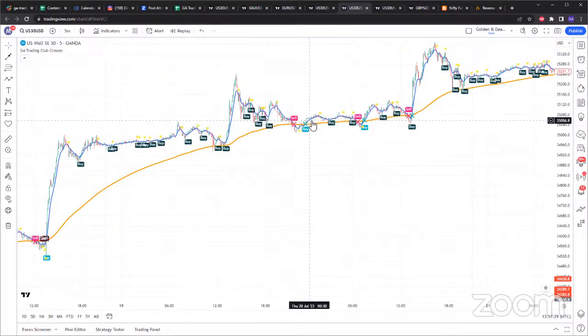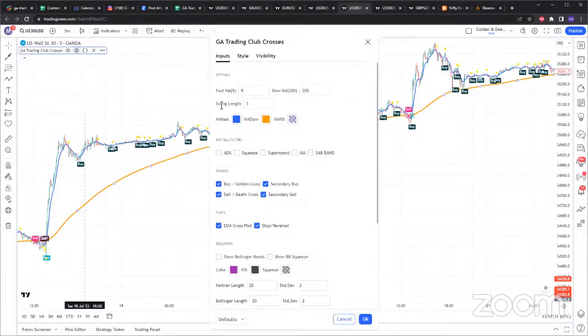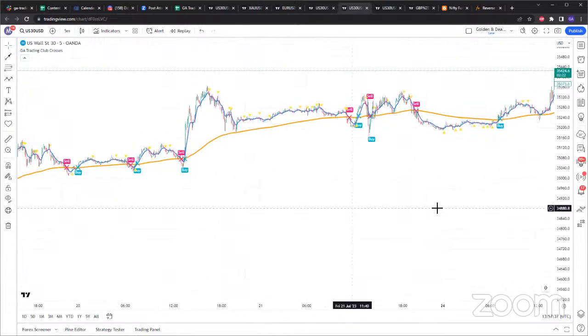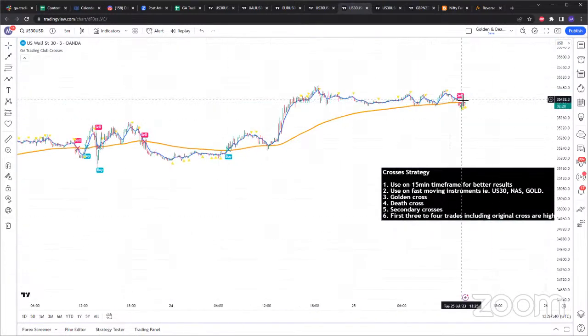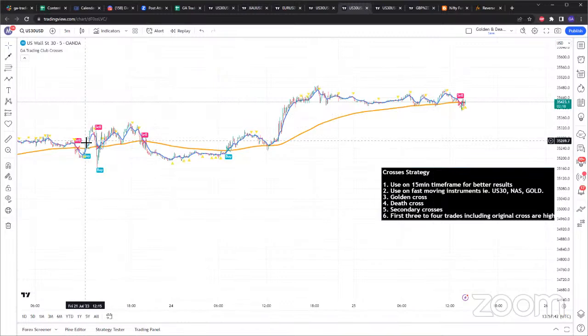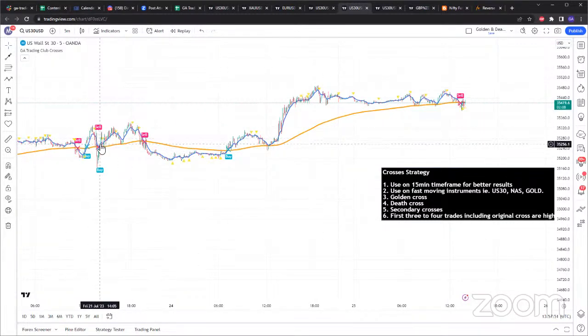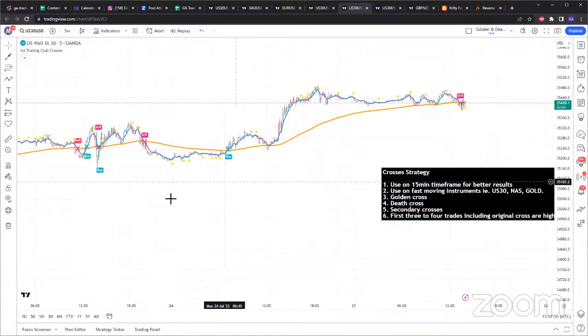So if I were to trade the golden and death crosses, let me go ahead and turn off the secondary buys and sells. So let's assume I was trading golden and death crosses on the 5-minute. This is Tuesday, this is Friday. So in a matter of 3 days, if I was risking 3% for this trade, 3, 3, 3, that is 9, 12, 15, and 18%. So in a matter of 3 days, I would have been risking 18%. So I really don't want to be on that.